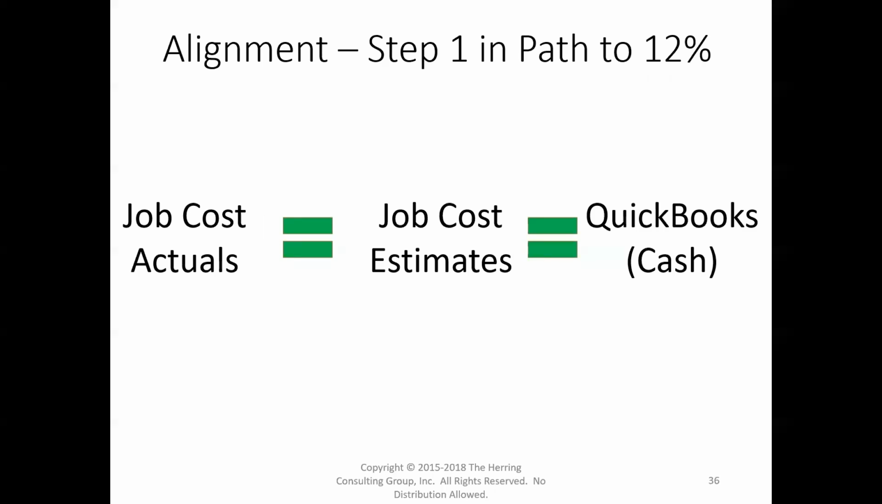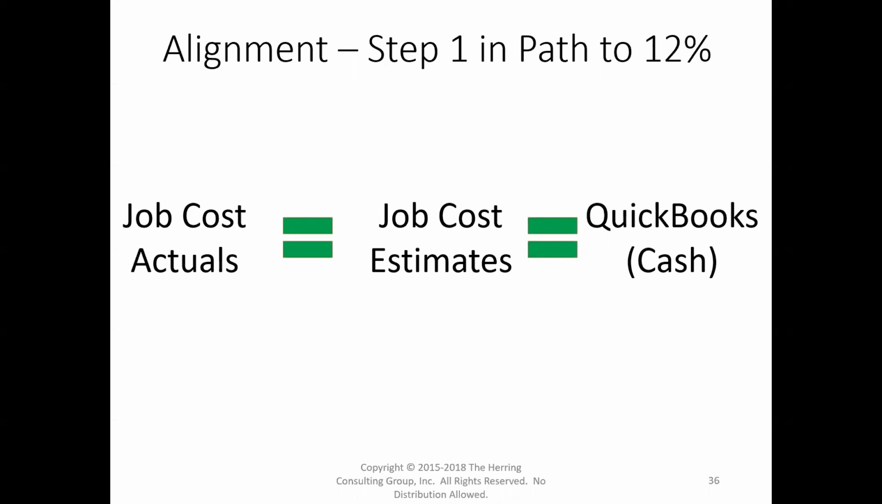So step one in the Herring Group path to 12% that I talked about last time is alignment, and that's making sure that your job cost actuals inform your job cost estimates, and that your job cost actuals and QuickBooks tie. In other words, when you look at your gross margin in QuickBooks and you look at your gross margin in Aspire, you want them to be the same.